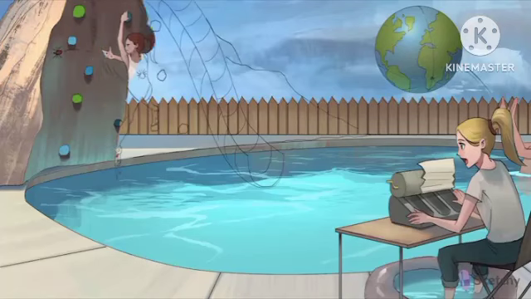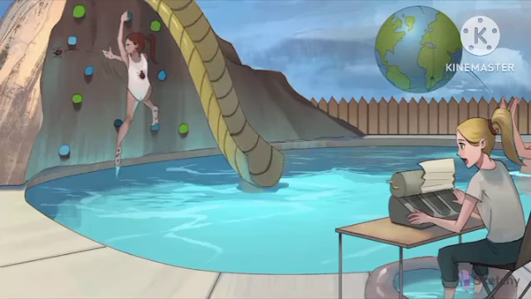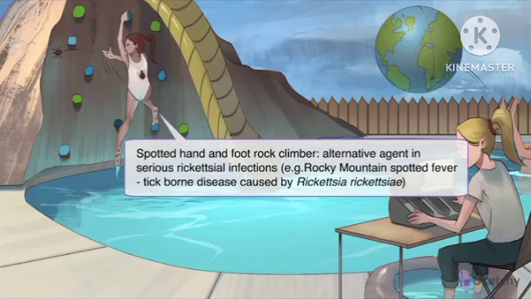Wait a minute. Spots on her hands and feet? Wait, are those ticks? Wait a minute, rock climbing? This looks like Rocky Mountain spotted fever to me. Chloramphenicol may be an alternative agent to consider in serious rickettsial infections, such as Rocky Mountain spotted fever caused by Rickettsia rickettsii. This is especially important in pregnant women when doxycycline use is contraindicated.